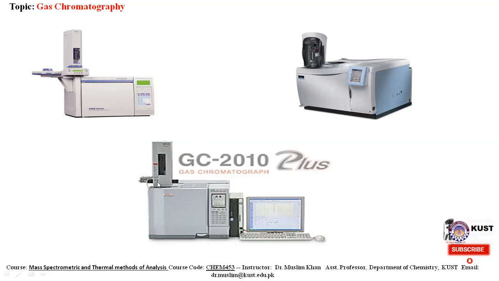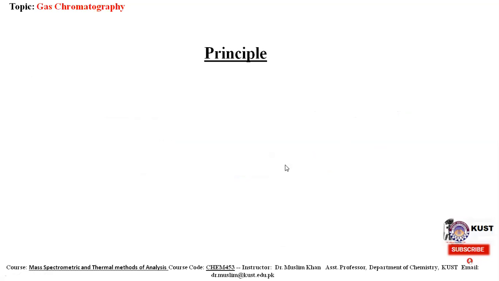Here is the automated system where you are inserting your sample, and then here is the column of this chromatographic system. It is then further subjected to the detector. This is how a GC system looks.